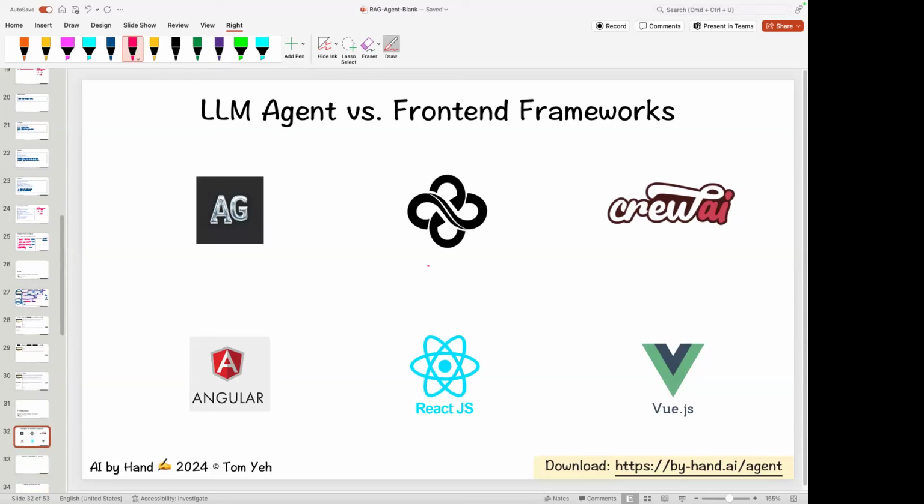For the React-like framework, it's kind of like OOP, object-oriented programming, where you create some subclasses to create an agent. Meta GPT is kind of like that. And then AutoGen is kind of like you have a template and you fill it in, like Angular. And Crew is a lot of configuration-based programming.